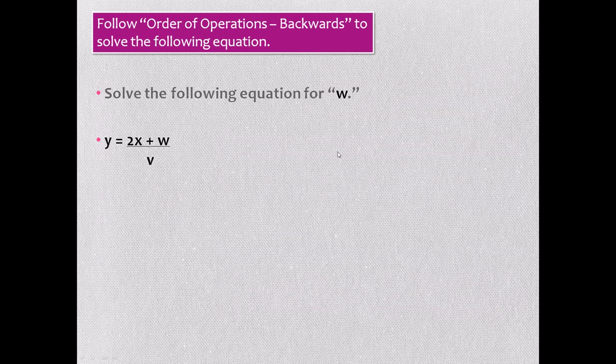Let's do it. Now we're going to solve for W. Again, order of operations backwards. Let's see what we have. We have y equals 2x plus w, and that whole thing is being divided by v.